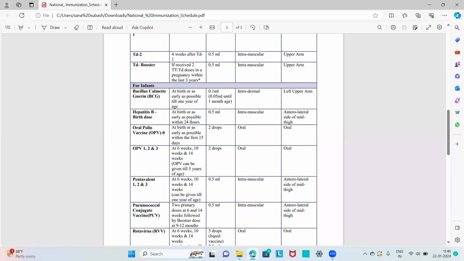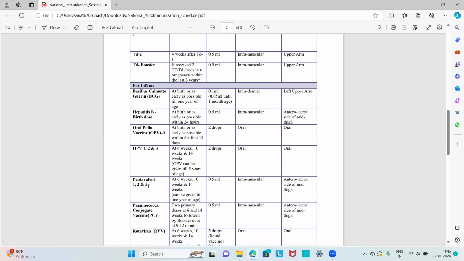Then the oral polio vaccine, that is an oral vaccine, two drops we have to give, at birth or as early as possible within the first 15 days. Then OPV first, second, and third doses we have to give at 6, 10, and 14 weeks, and OPV can be given till 5 years of age. It is also two drops, oral.